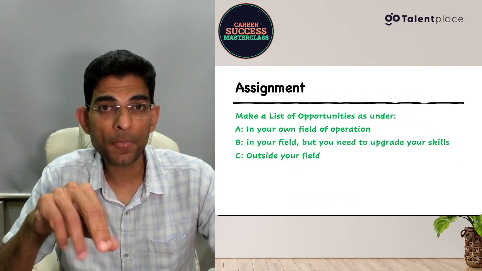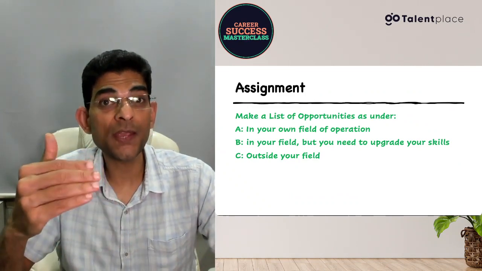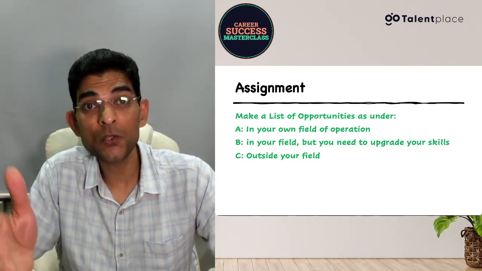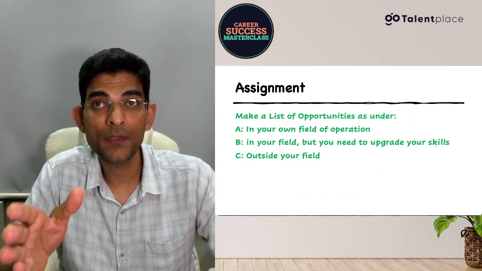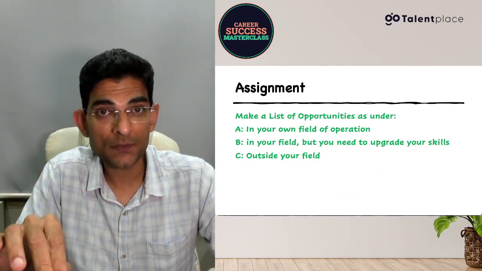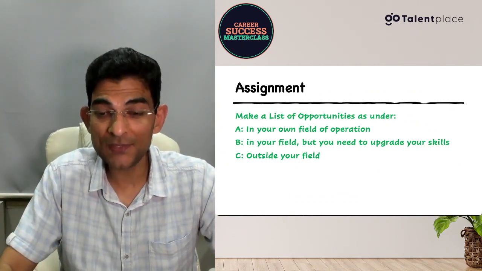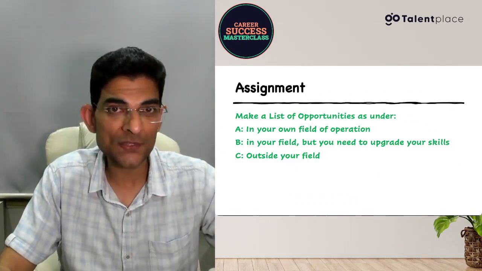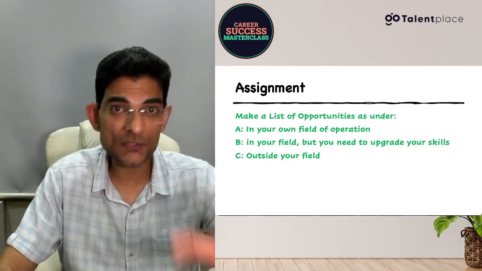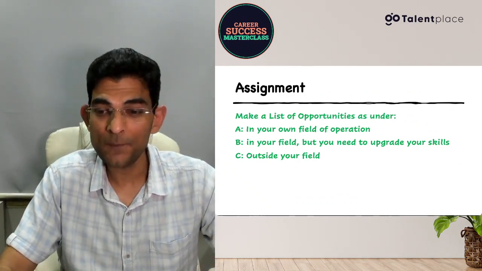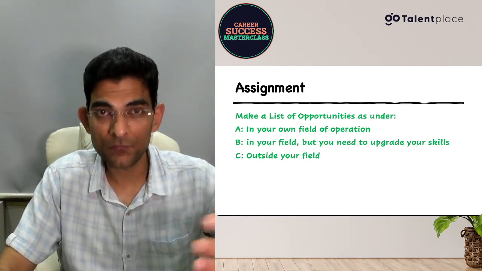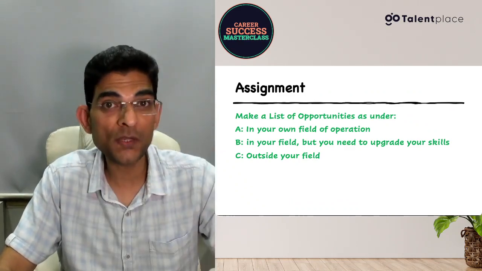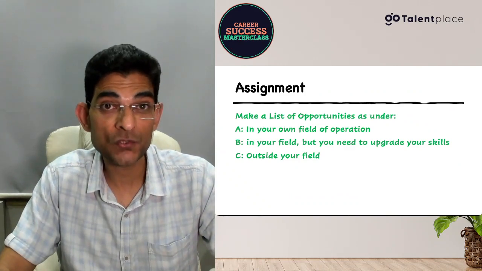And then list C is opportunities which are outside your field. Okay, something which is outside your field. So do that. Do these three, make these three lists, do this exercise. Take your time. It's not a one-day exercise, of course. Take your time, because this is a very crucial exercise. Okay, and make the whole list, and then see, we'll see in the future sessions how to now value these opportunities, and then how to encash these opportunities.